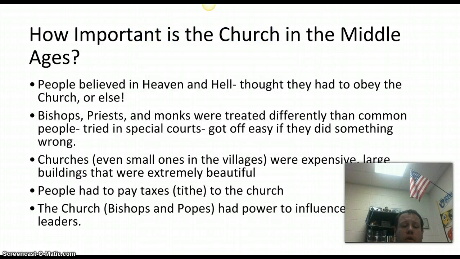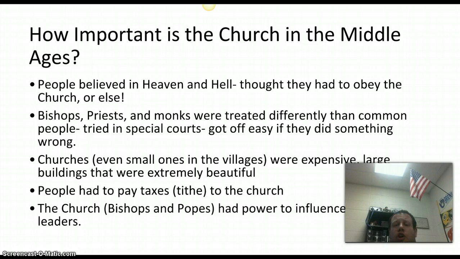How important was this time period? People believed in a couple of things: heaven and hell. If you didn't obey the church, then bad things would happen to you. It really regulated people's behavior on a daily basis. A lot of times, bishops, priests, and monks were treated differently. They got special courts. If they did something wrong, they often got off easy. They were the ones that could read and write. They knew the laws. They knew the way things were going. And a lot of times they were richer than the common person.